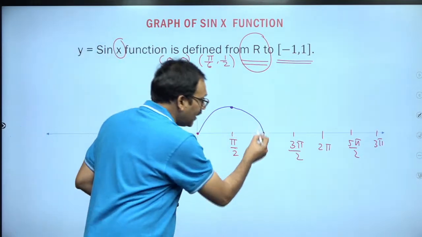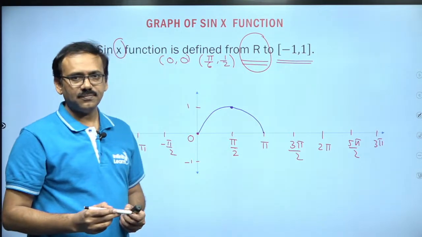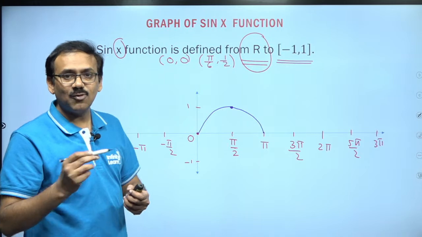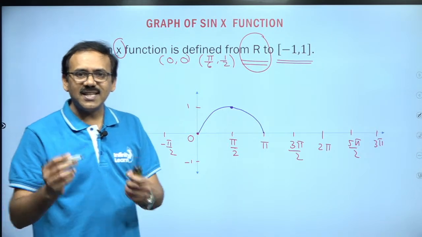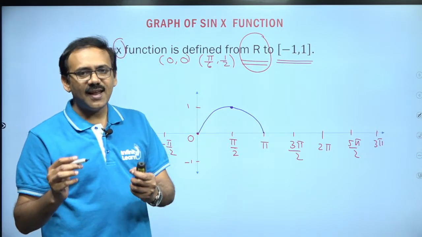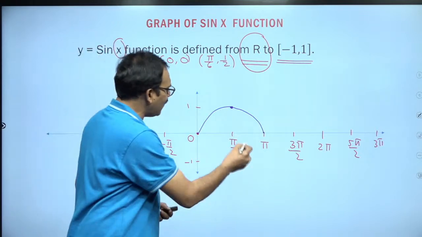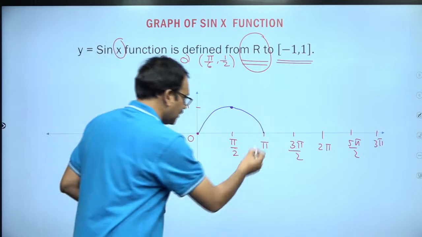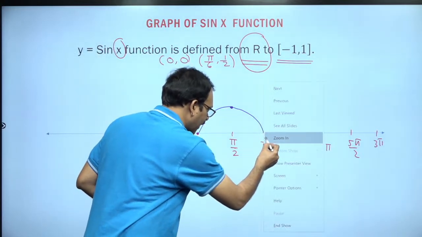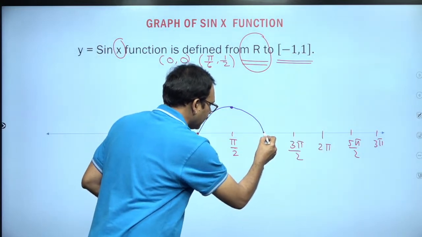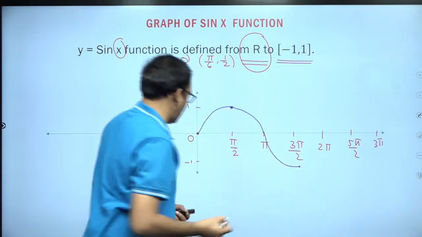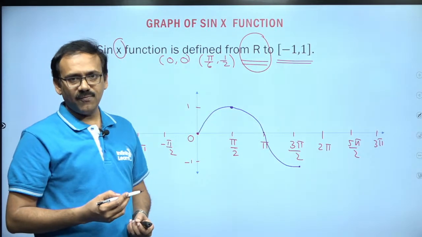Now, from pi to 3 pi by 2, you just see, dear students, we are going to enter the third quadrant. In the third quadrant, the sine function is negative. So when we give the values of x in the third quadrant, the values come from pi to here, and at 3 pi by 2, sine takes minus 1, the minimum value.